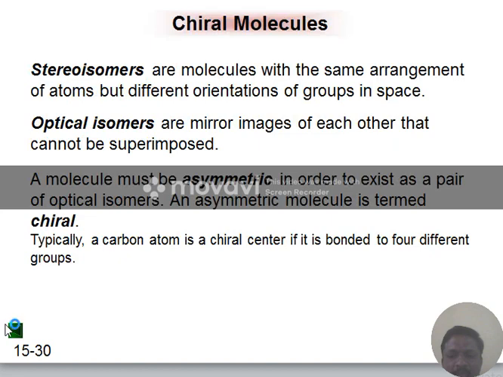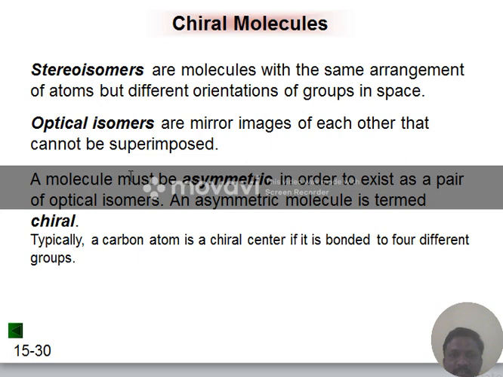So, what are chiral molecules? Under chiral molecules, we have to discuss stereoisomers and optical isomers. Stereoisomers are molecules with the same arrangement of atoms but different orientation of groups in space. And optical isomers are mirror images of each other that cannot be superimposed. This is the basic difference between stereoisomers and optical isomers.